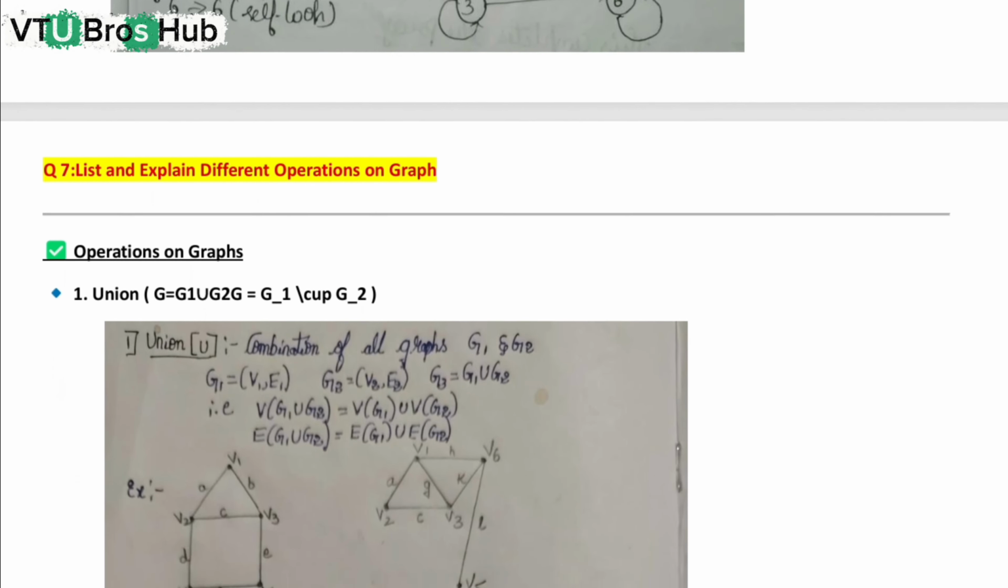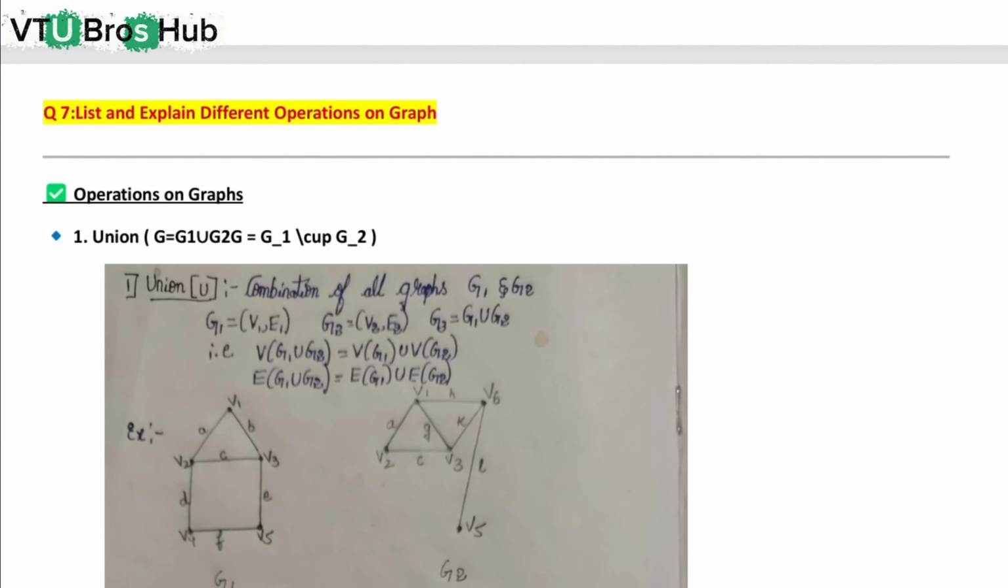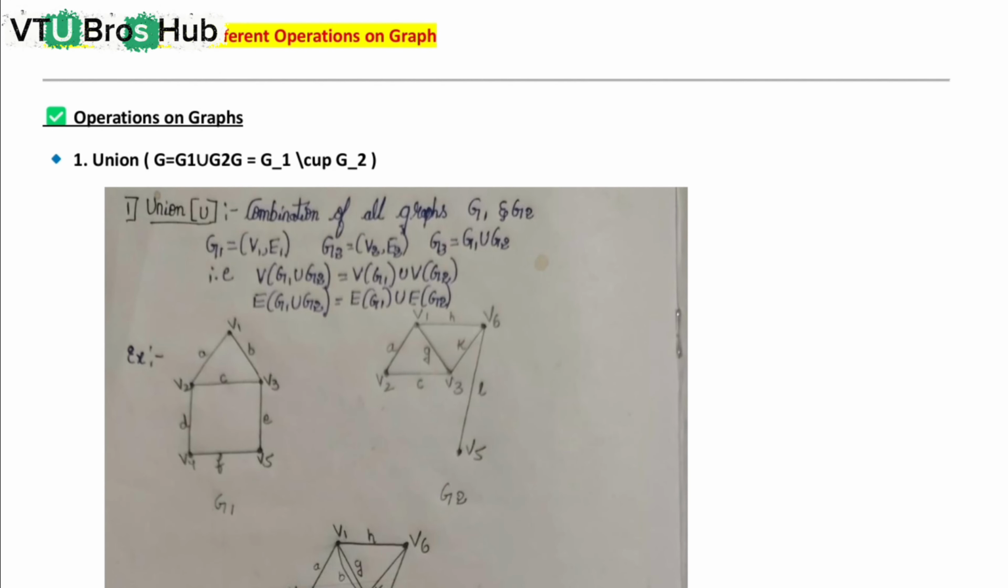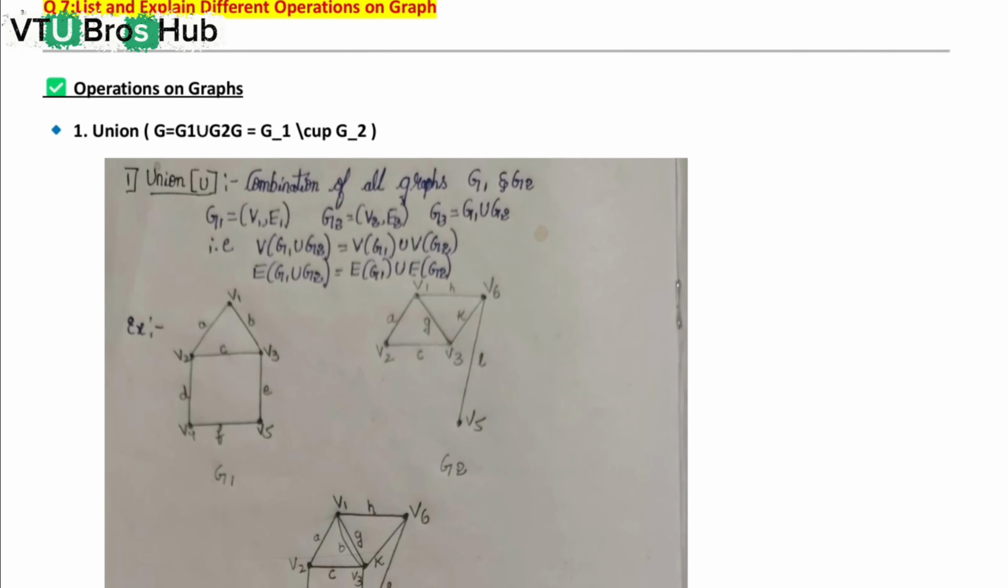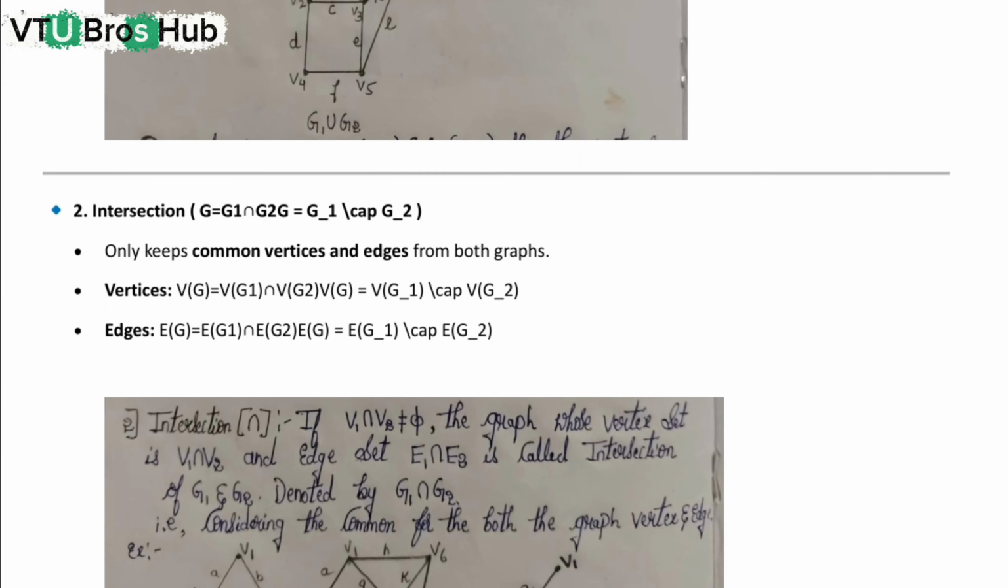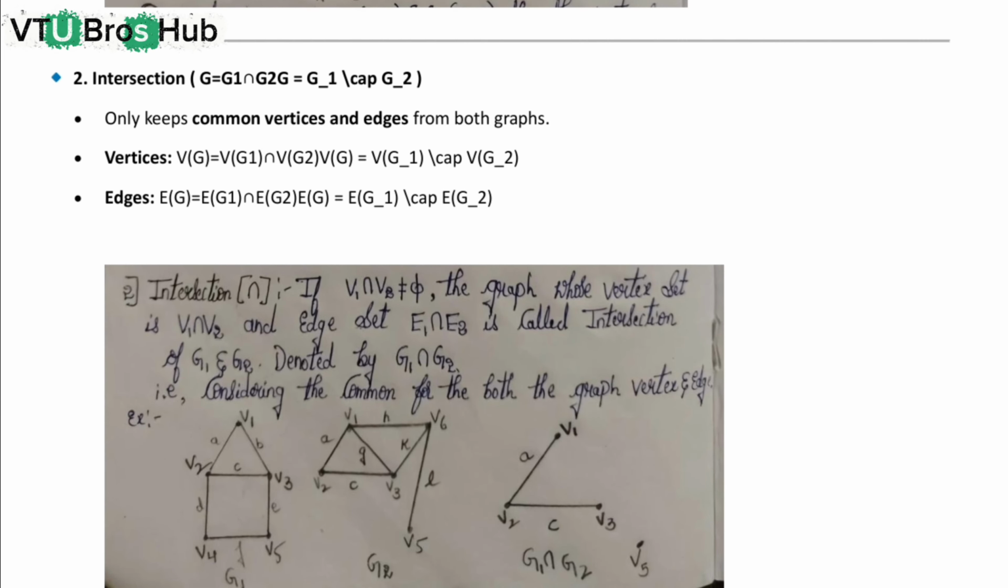Let's now look at the most common operations on graphs, each explained clearly with an example. Question: list and explain different operations on graphs. 1. Union. G equals G1 union G2. It combines all vertices and all edges from both graphs. Refer to the union example graph shown. 2. Intersection. G equals G1 intersection G2. It includes only the common vertices and edges from both graphs. Observe the intersection graph example.